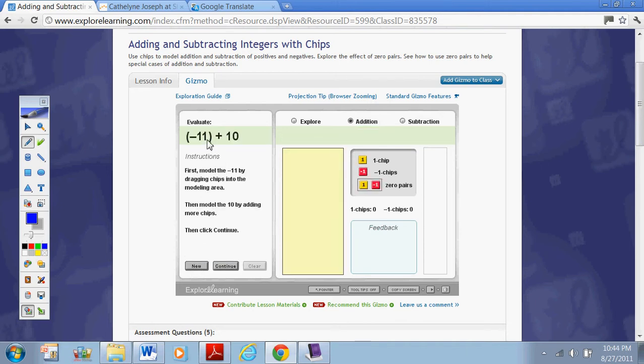Okay, let's try another one, the last one. So here we have -11 plus 10. We are going to start with -11 chips, red ones. Okay, I think that's 11. Now we are going to add 10 positive chips.